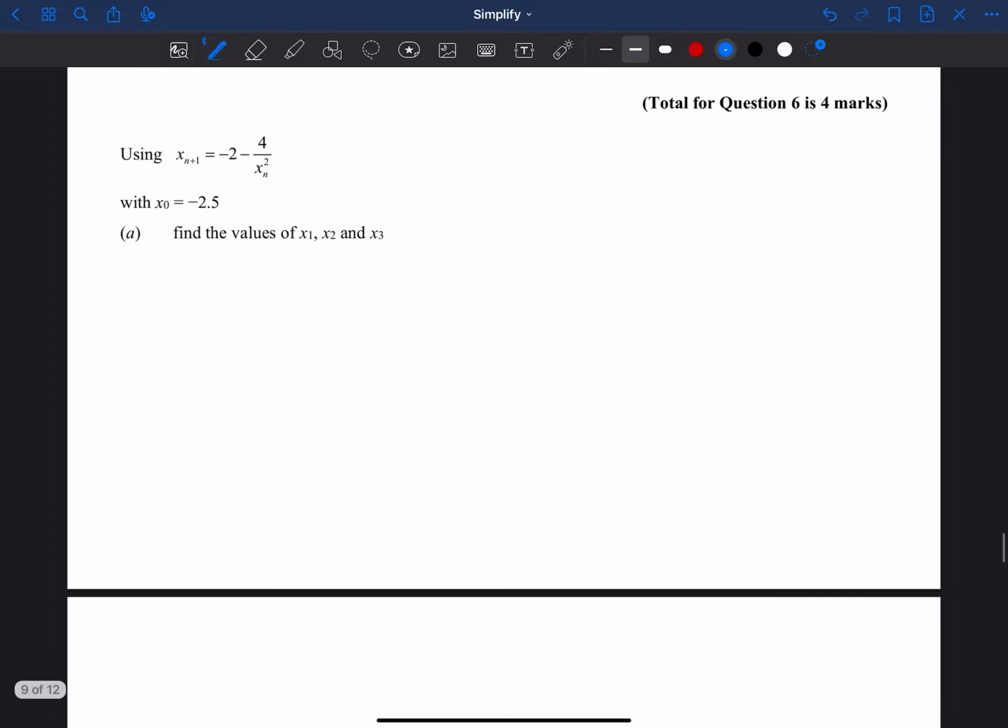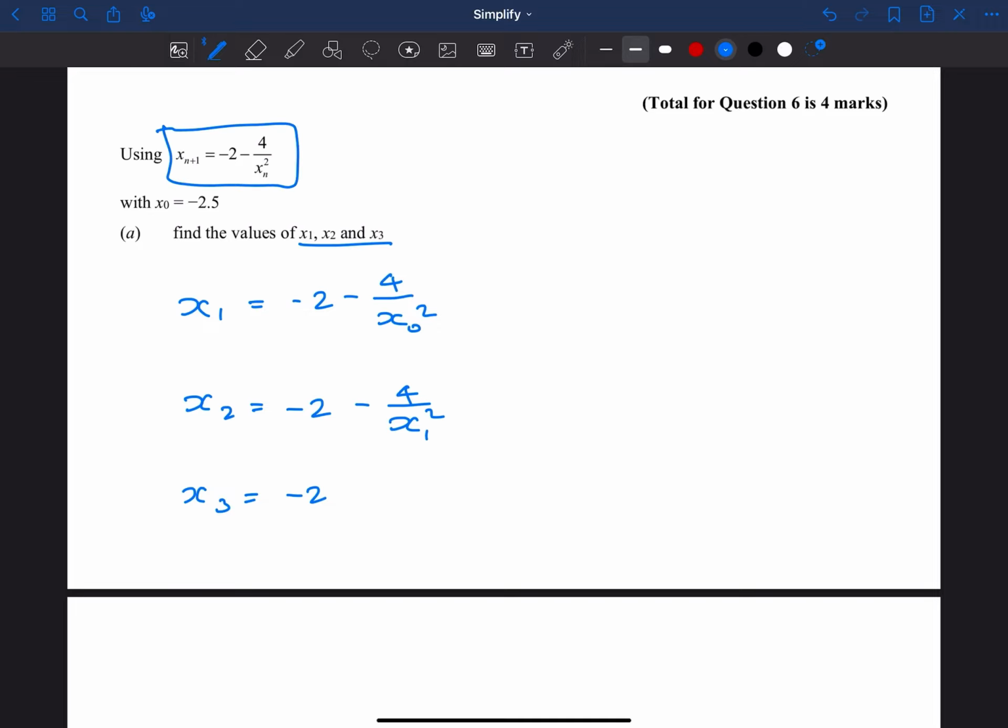Next one. Iteration. Always write the method marks. Let's go. x1 is minus 2 minus 4 over x0 squared. Next one, x2 is minus 2 minus 4 over x1 squared. The next one you have to do is x3, because you need to go up to x3. Remember the formula, yeah? The formula is here, by the way, if you're searching for it. Minus 2 minus 4 over, if this is x3, then it is x2 squared.